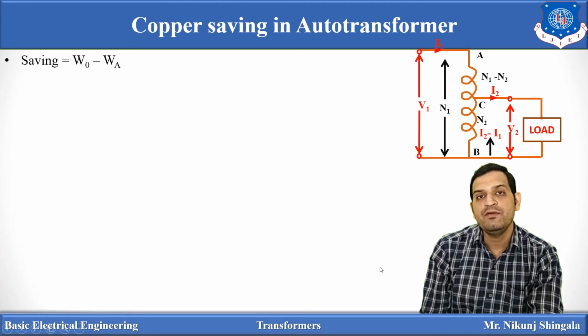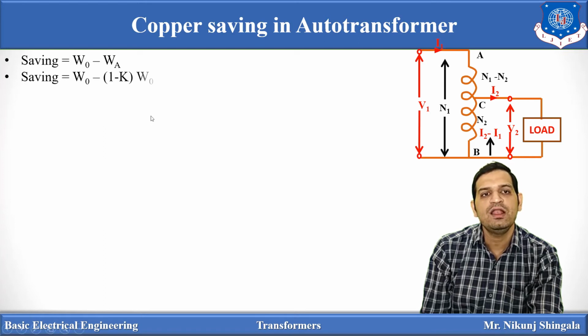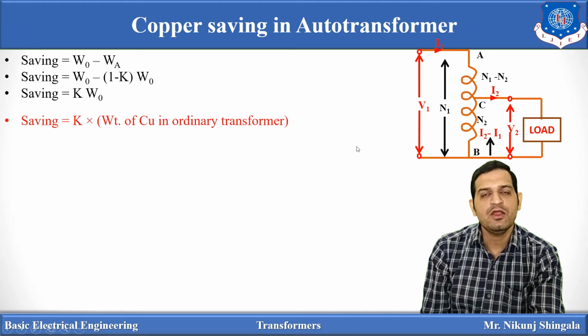Now what is the total saving in the copper? We all know in an ordinary two winding transformer, more copper is required. So total saving will be weight of copper in ordinary transformer minus weight of copper in auto transformer. Putting the value of weight of copper in auto transformer in terms of ordinary transformer, that is W0 minus (1 minus K) W0, which we have already derived. So finally saving is equal to K W0, where W0 is the weight of copper in ordinary winding transformer. So copper saving is equal to K into the weight of copper in ordinary transformer.